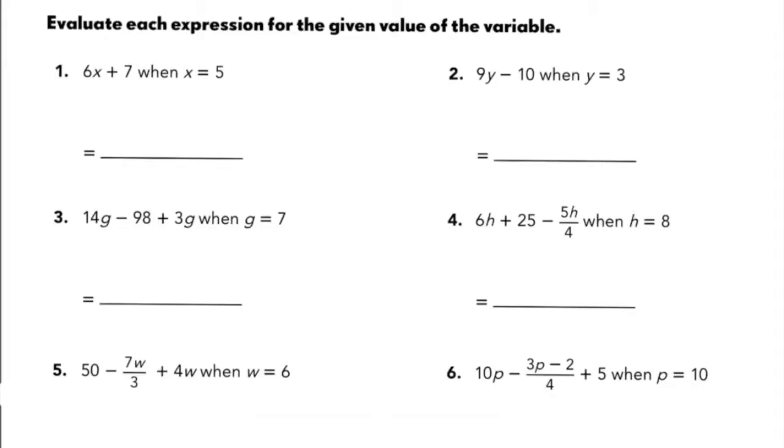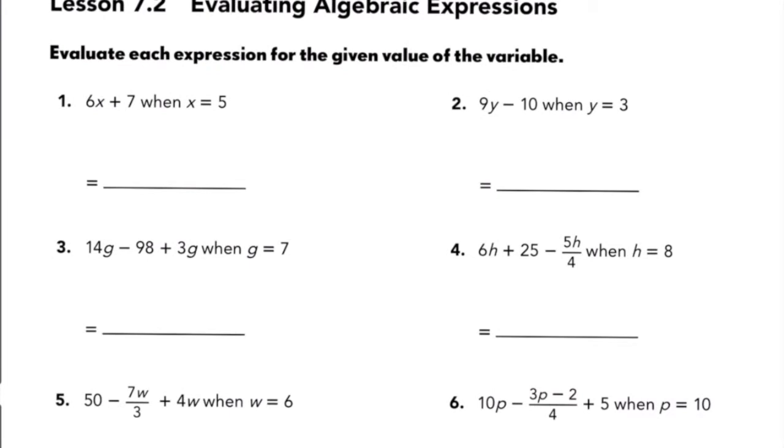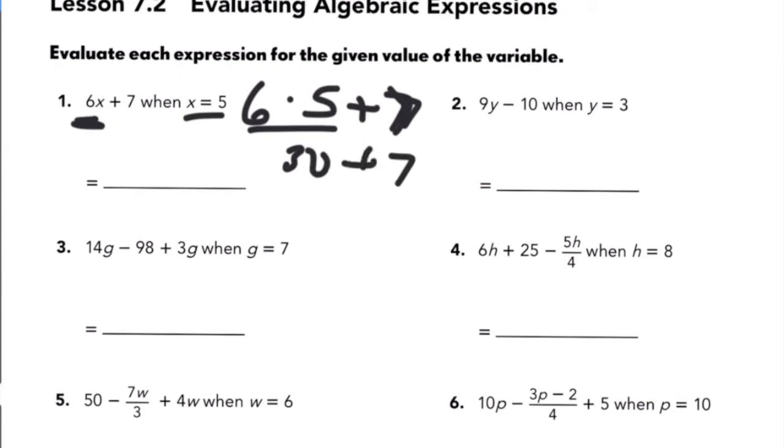Okay, so right now what we're going to do is evaluate algebraic expressions. You have to evaluate the expression when they give us a value for every variable. So if you look at the first one, it says x is 5, so we stick the 5 in for x. So really what this expression is, is 6 times 5 plus 7. And what we need to do is follow PEMDAS. So 6 times 5 is 30, plus 7, so the answer is 37.